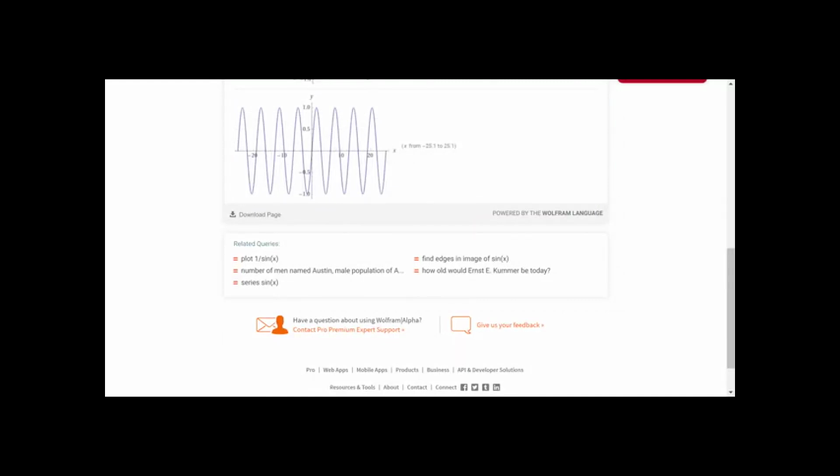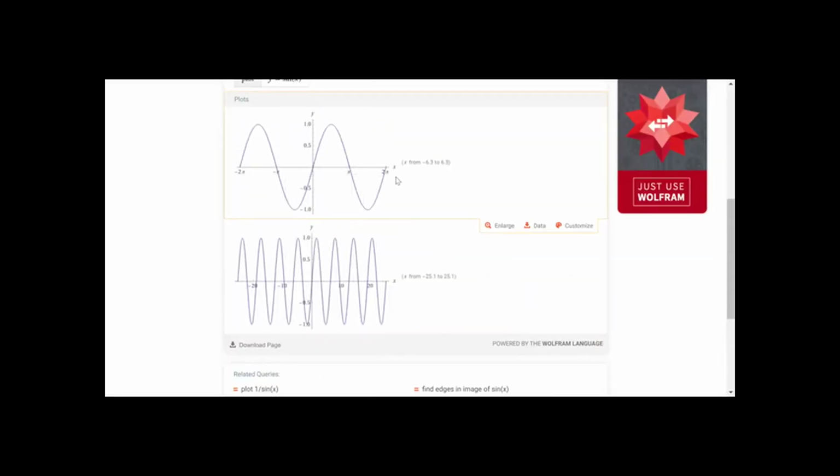Is there something that comes to mind by looking at this? What would you call this? What shape would you call this? If you didn't know about sine x, what shape would you call this? Wave. That's right.